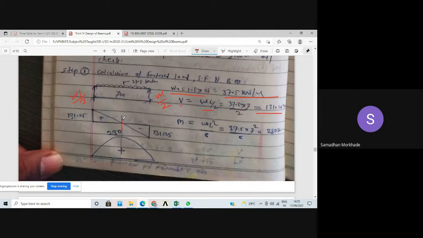Now bending moment is WL square by 8. Where there is zero shear force, at that point there is maximum bending moment. That is WL square by 8 for this loading condition. So bending moment M is equal to WL square by 8. W is 37.5, L is 7 meter, divided by 8, which is 230 kilonewton meter. Be careful about units. Bending moment is kilonewton meter, not per meter. Per meter is for the UDL and kilonewton meter is for the bending moment. Shear force is in kilonewton. So this is our first step.